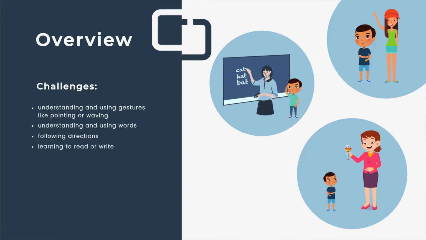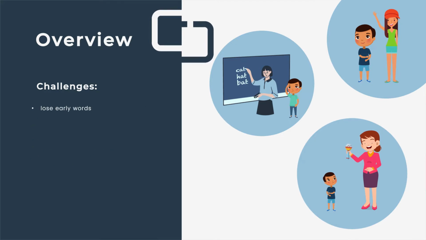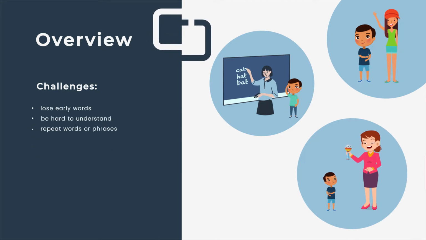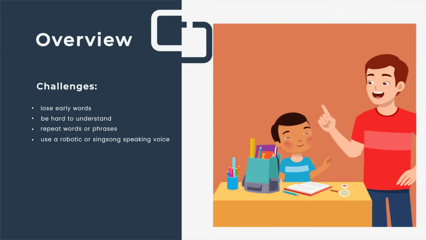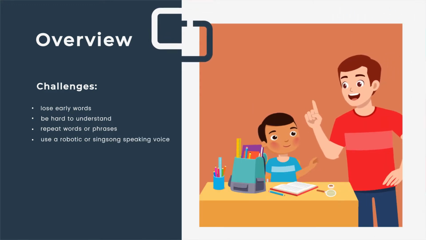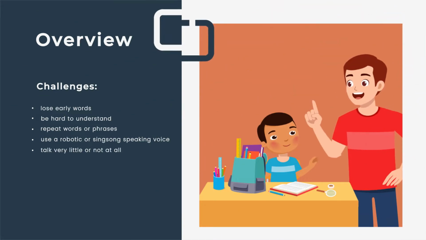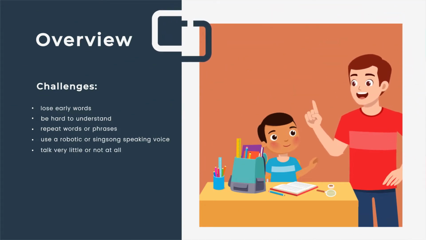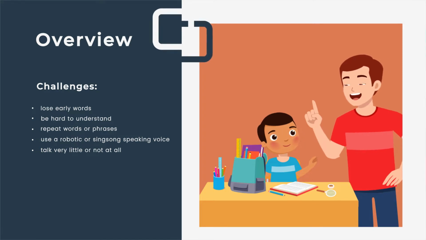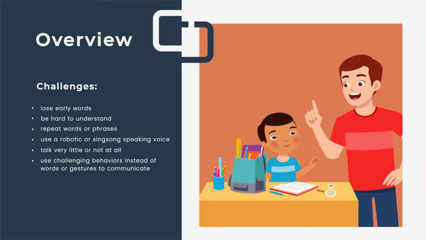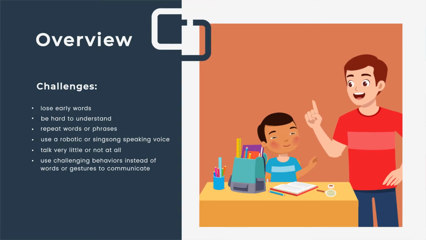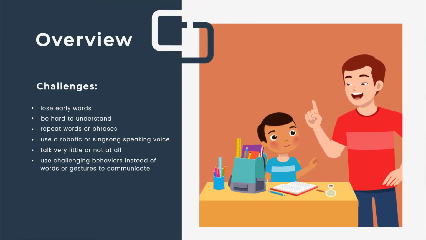Some children with autism may read, but they will not be able to understand what they are reading, and having conversations. A person with autism may also lose words, be hard to understand, and repeat words or phrases that are heard, and use a robotic or sing-song speaking voice, talk very little or not at all, even though they have a good language comprehension, using challenging behaviors instead of talking when they are not able to use words or sentences.